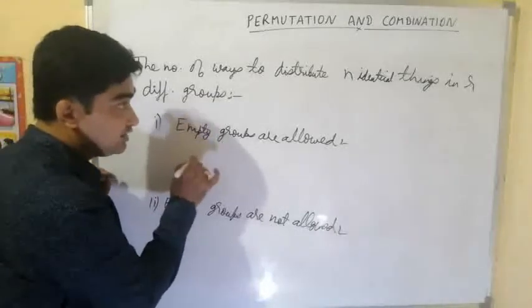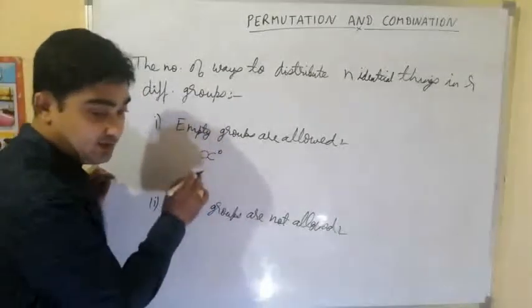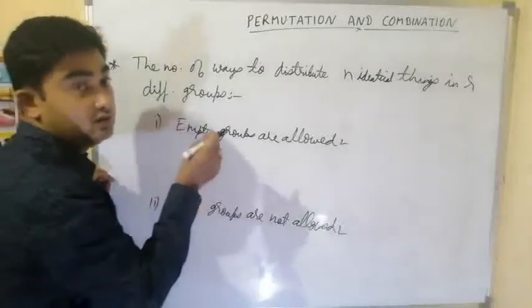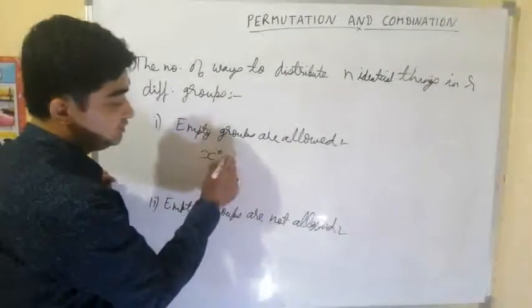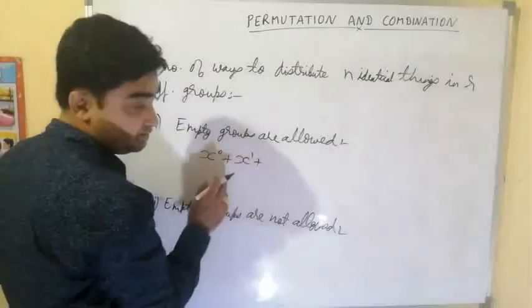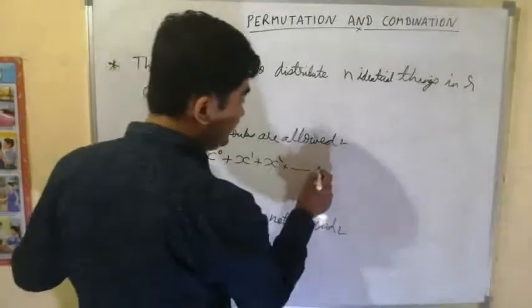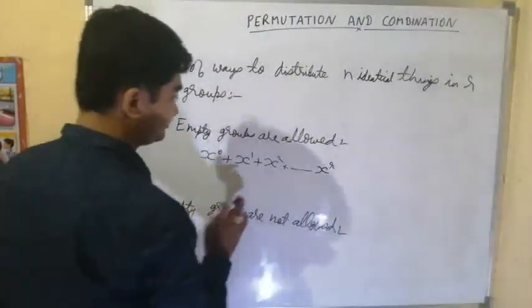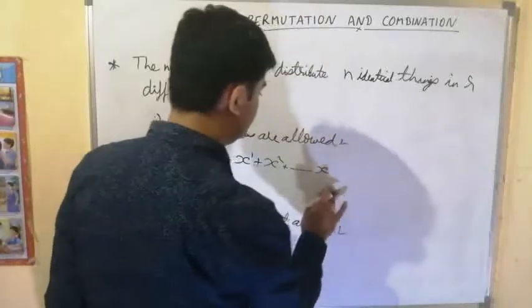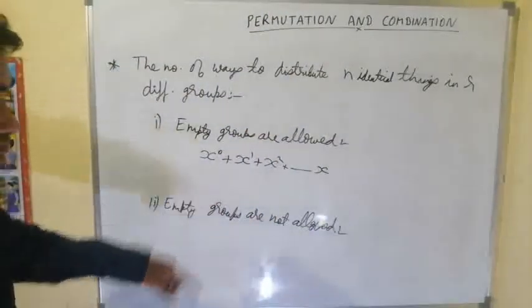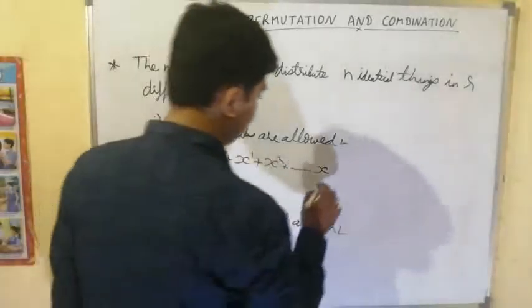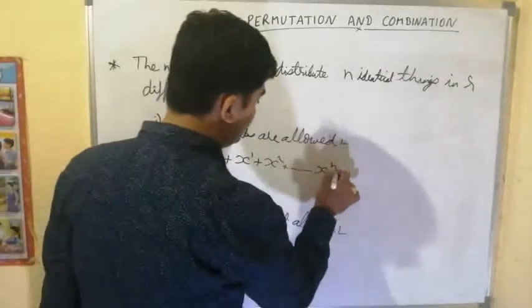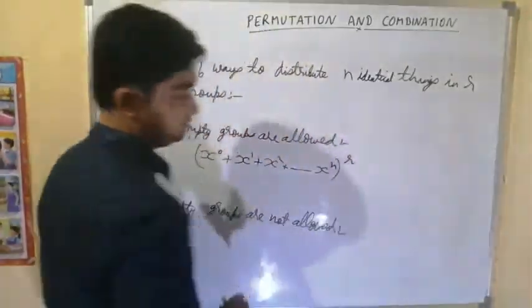This multinomial theorem says that we have to distribute n identical things in r different groups, and empty groups are allowed. So with first thing we can either take x power 0, so here powers represent the group in which it is going, so x power 0, or it can be x power 1, or it can be x power 2, and maximum it can be x power n, and this whole thing to the power r, right?